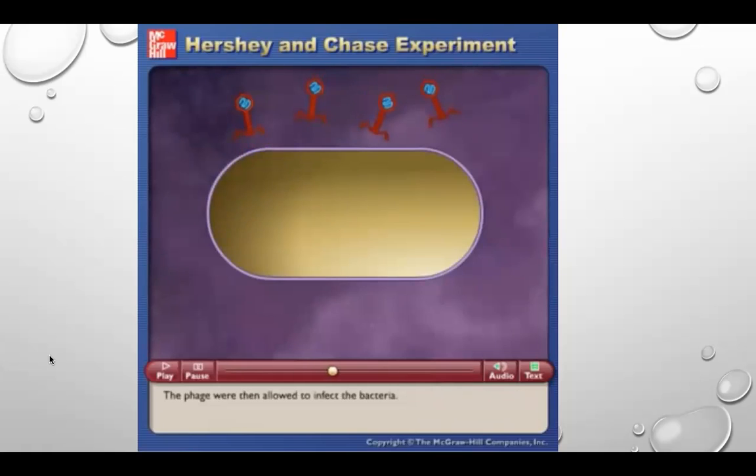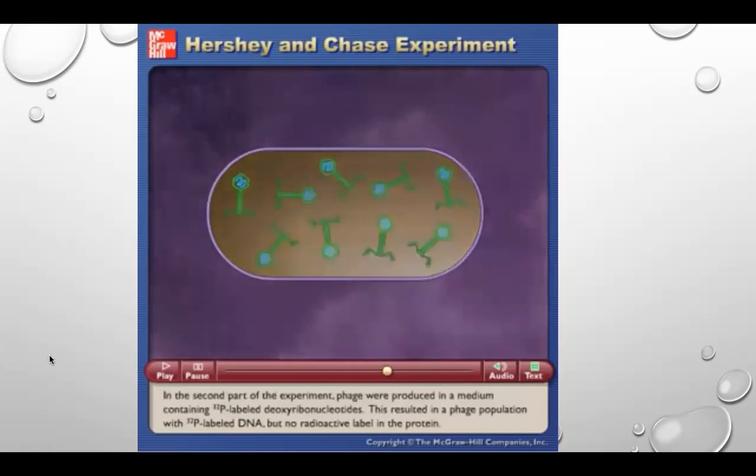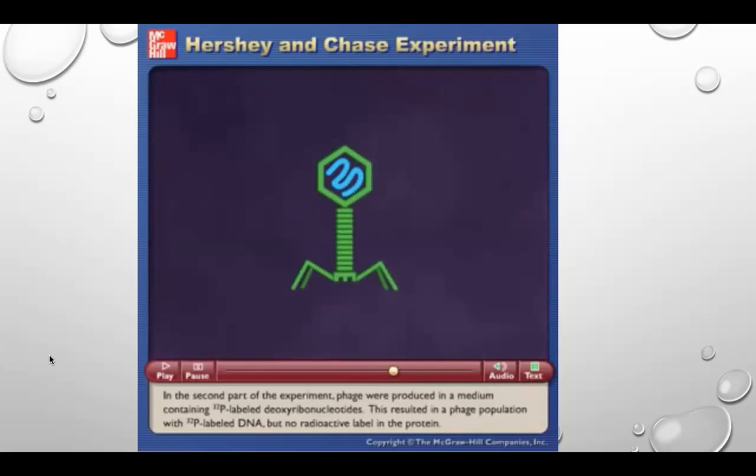The phage were then allowed to infect the bacteria. The phage attached to the bacterial cell and injected their DNA, but the radioactively labeled protein coat remained on the outside of the cell. The phage produced in these cells contained no radioactivity. Vigorous shaking caused the empty protein coats to be removed, but did not interfere with production of new phage in the cell. In the second part of the experiment, phage were produced in a medium containing P32 labeled deoxyribonucleotides. This resulted in a phage population with P32 labeled DNA, but no radioactive label in the protein.